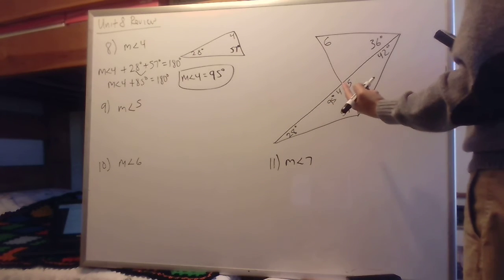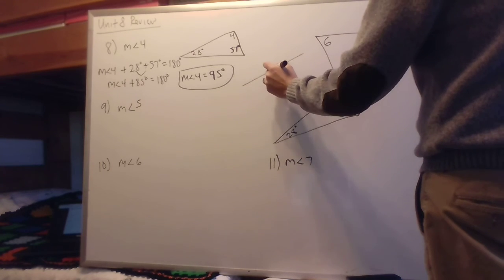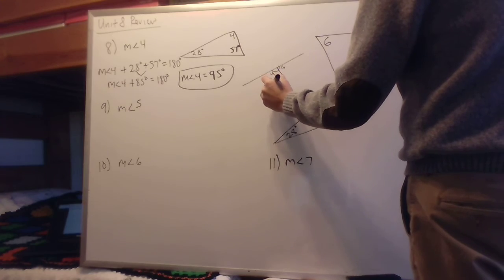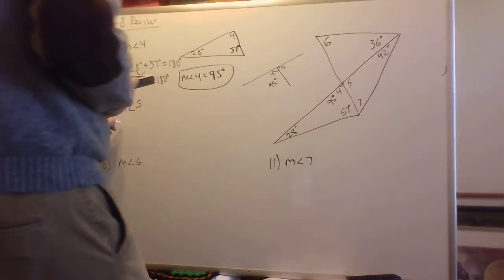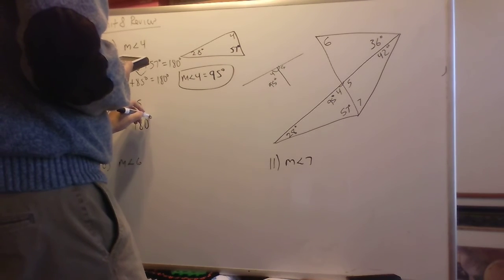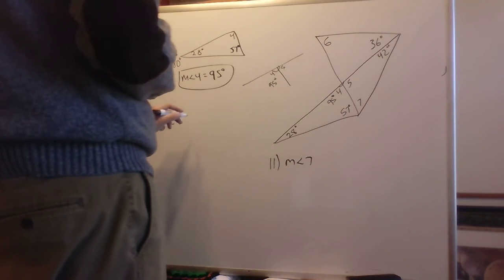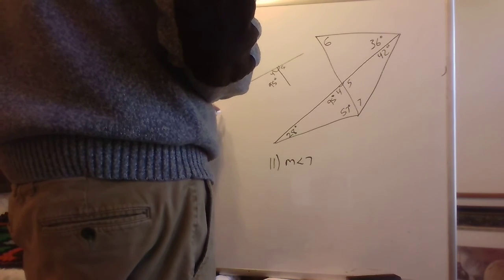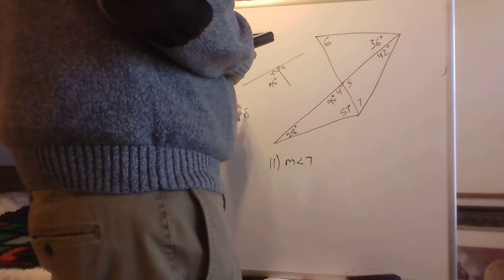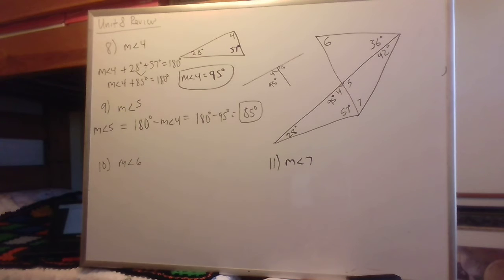Now, it wants us to find the measurement of angle 5. Well, if we look, we have this line with an angle off of it. So we have angle 4 and angle 5. We know that it's a supplementary angle, meaning it equals 180. And we know that angle 4 is 95. So in order to get the measurement of angle 5, we're going to go 180 degrees and subtract the measurement of angle 4, which is 95 degrees. And so 180 minus 95 is going to give us 85 degrees. Awesome.